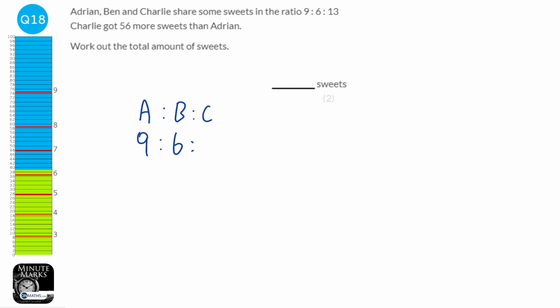So this question says that Adrian, Ben and Charlie have some sweets, and the ratio of Adrian to Ben to Charlie is 9 to 6 to 13. But it also says that Charlie got 56 more sweets than Adrian.